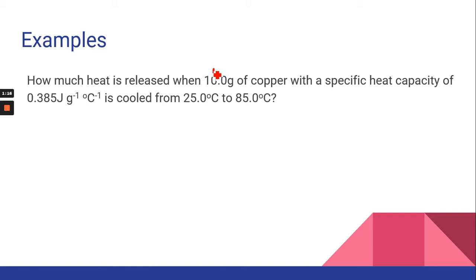Here we have 10 grams of copper, so that is our mass, with a specific heat capacity, and so this is our C. And then we have a change in temperature. Again, we're going to take the final temperature, which would be 85, and subtract the initial temperature of 25. And so we get a temperature change of 60. Now we want to keep the same number of decimal places when we add or subtract as the fewest in the measurements. In this case, they both have one decimal place.